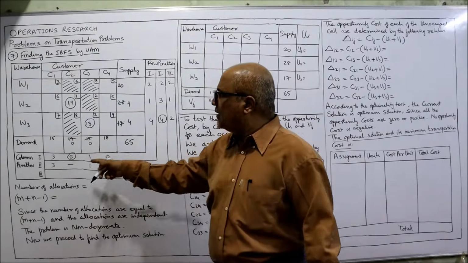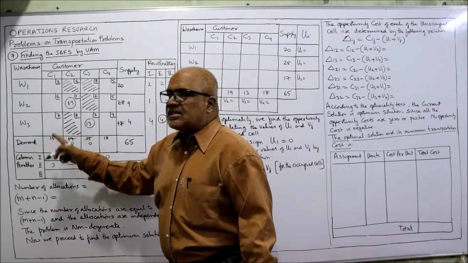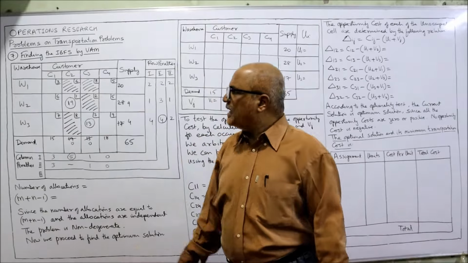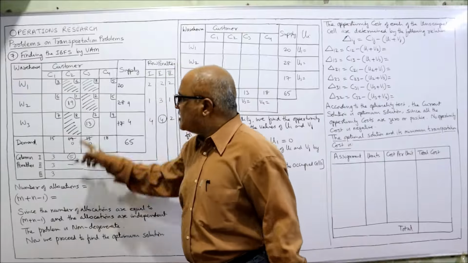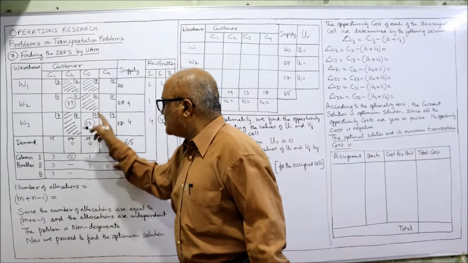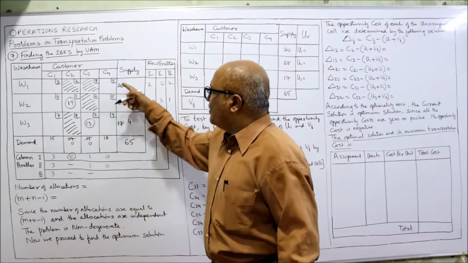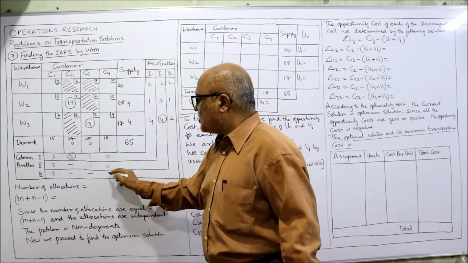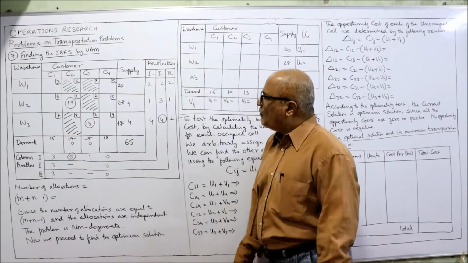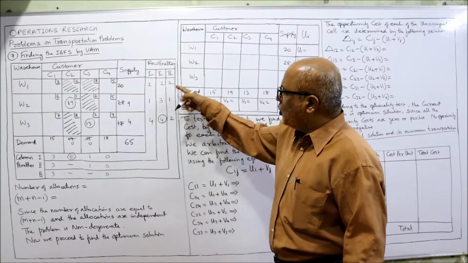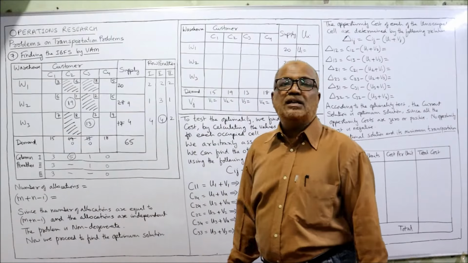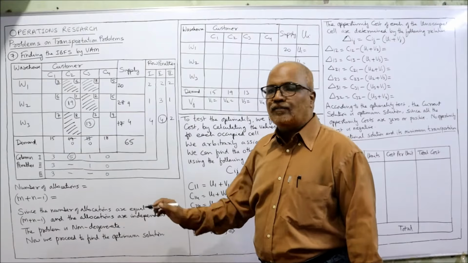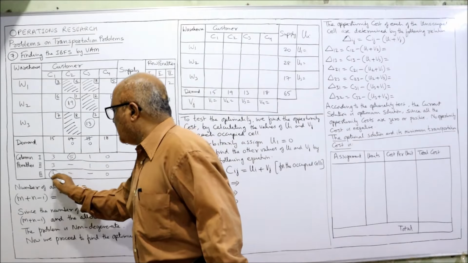Now column penalty. 3, 6, 7. Minimum is 3. Next minimum is 6. 6 minus 3, 3. This column is exhausted, dash. This column exhausted, dash. 5, next 5. So 5 minus 5, 0. Now find out the highest penalty. 2, 1, 2, 0, dash, dash, 3. 3 is the highest penalty. So round off that 3. This 3 I have rounded off.